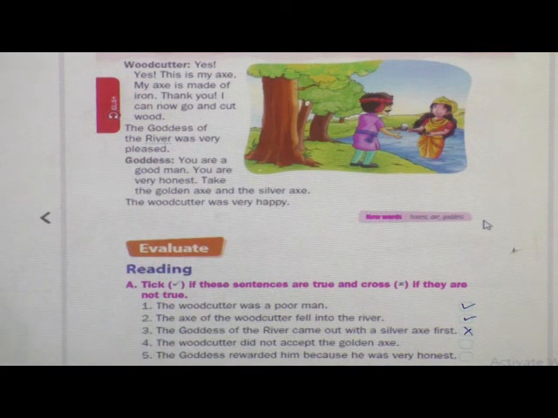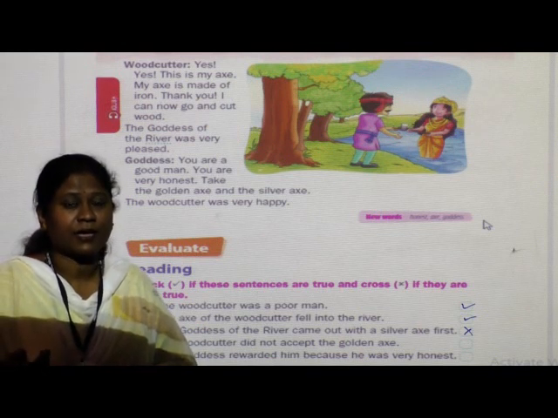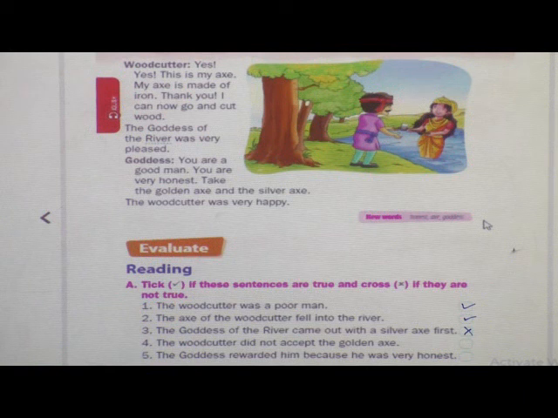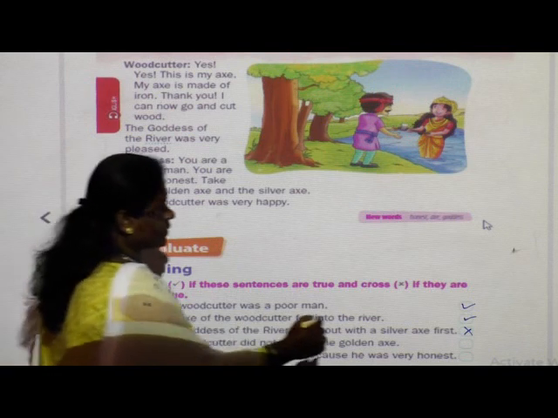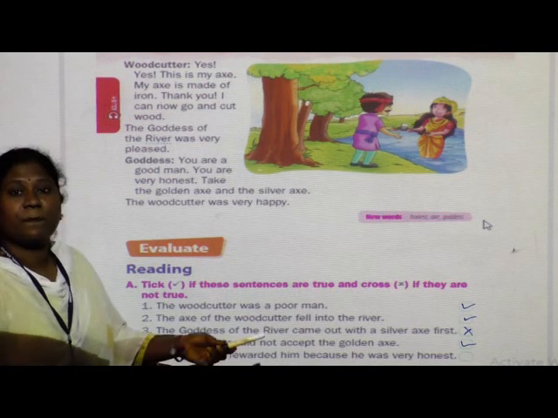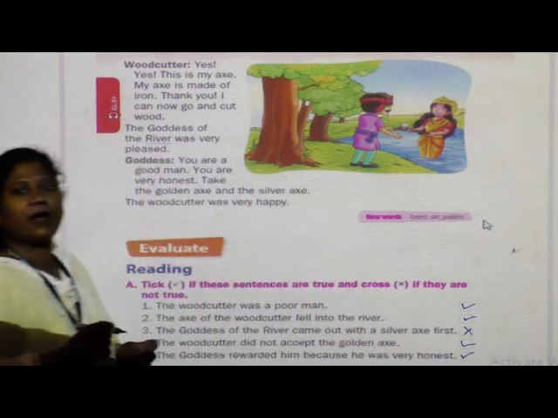Okay. The next one, fourth one, the woodcutter did not accept the golden axe when the goddess has given him the golden axe. Has he accepted? No. So this sentence is correct. The woodcutter did not accept the golden axe. Okay. Fifth one, the goddess rewarded him because he was very honest. Is this sentence correct, children? Yes. The goddess rewarded him because he was very honest. So this sentence is correct.